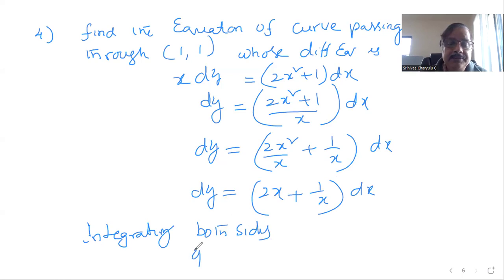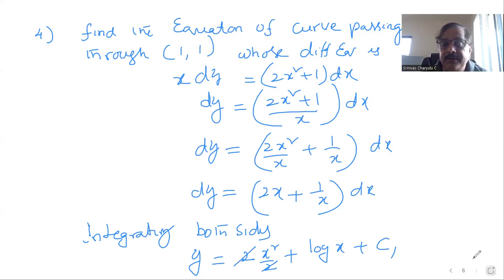So dy integration is y, is equal to integral of 2x dx, that means x square by 2 plus log x plus c. Okay, you call it c1, better. 2 and 2 get cancelled. So y is equal to x square plus log x plus c1.